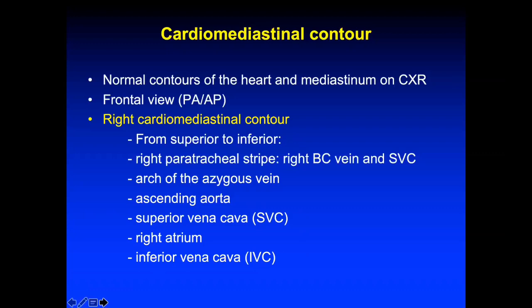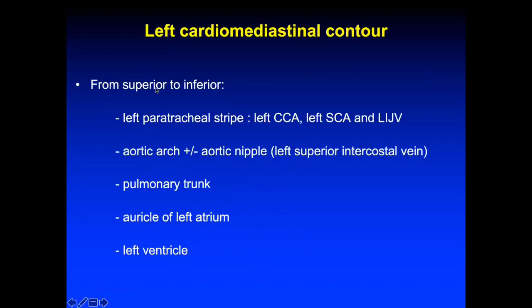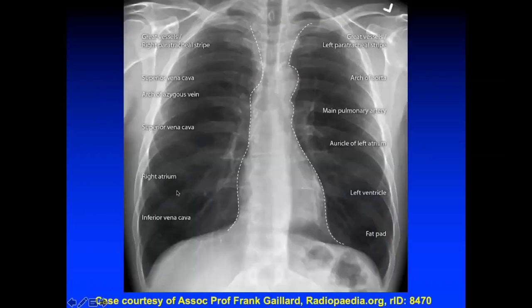For the left cardiomediastinal contour, from superior to inferior aspect, there is a left paratracheal stripe. Then it includes the great vessels, that is the left common carotid artery, the left subclavian artery, and the left internal jugular vein. Then there is the aortic arch, plus or minus the aortic nipple. There will be a pulmonary trunk. There is the auricle, the left atrial appendage as we call it, and the left ventricle, which always forms the apex. So this is the normal X-ray.